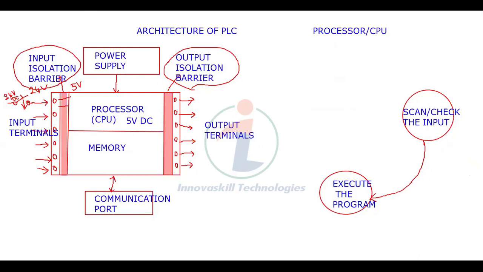So while executing the program, based on the program, for example, if in the program I have mentioned that if first input is activated, second output should be on, what will happen is it will check whether first input is activated. If first input is activated, it will execute the program, and according to my program, the second output should be activated. So according to that it will go and update the output.